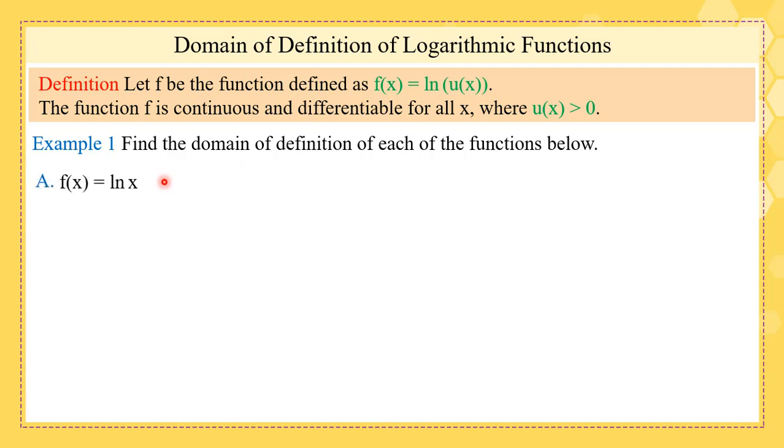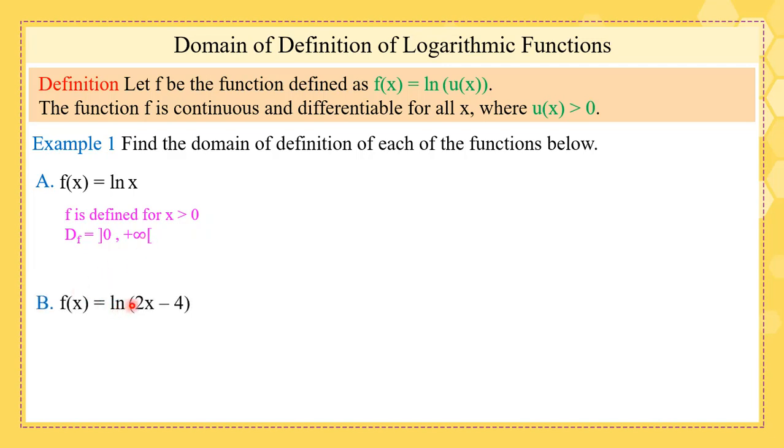f of x is ln x. So applying the definition, we can say that f is defined for x greater than 0. And in this case, x plays the role of u of x. So the domain of definition would be 0 excluded, plus infinity.